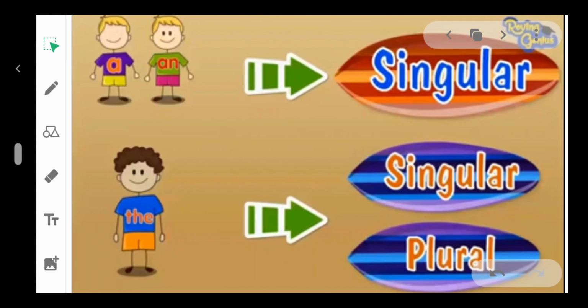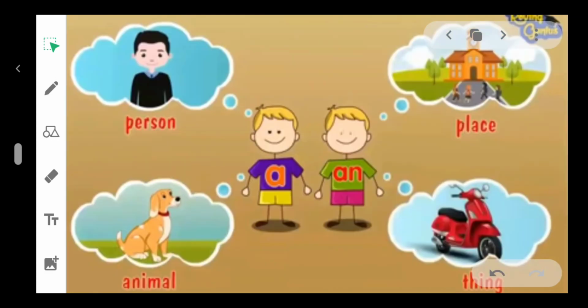We use a and an to point out singular nouns. We use the to point out singular and plural nouns, and when we introduce the noun a second time, we use the article before the noun. Next, see, we use articles a and an only with one person, one place, one animal and one thing.